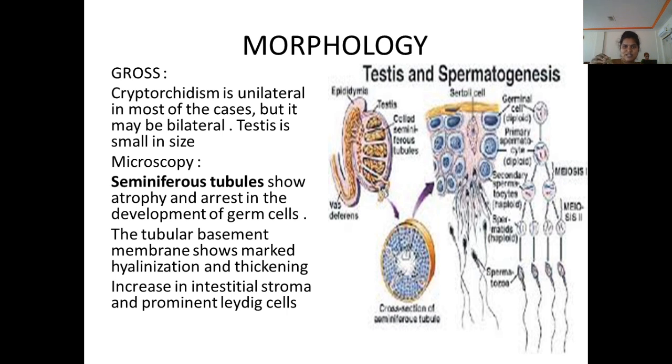Because of this hyalinization and thickening, there is an increase in interstitial stroma. So there will be increased interstitial stroma and prominent Leydig cells. These are very prominent cells. This type of cells can be formed: increased interstitial stroma and prominent Leydig cells.